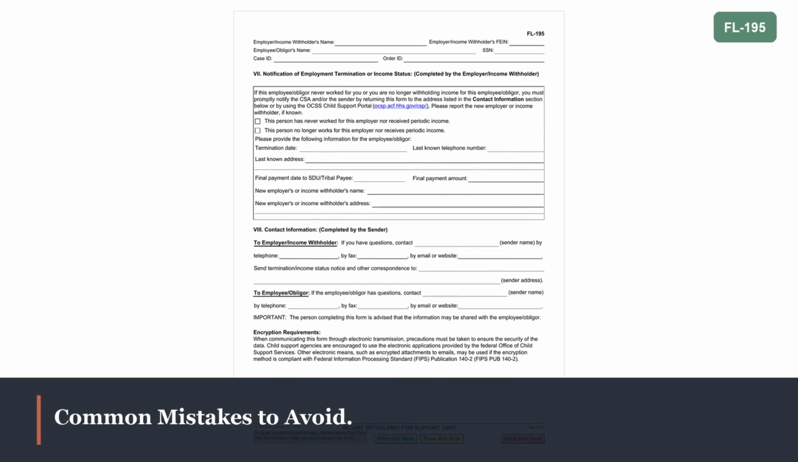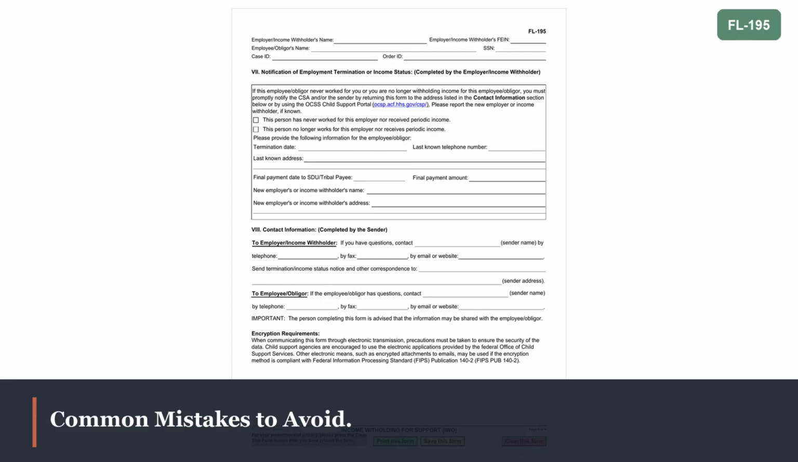Common mistakes to avoid. Support amounts on FL-195 that don't match the underlying support order, such as FL-342, exactly. Using an outdated or informal employer name and address instead of the employer's correct legal name and payroll contact. Not accounting for past due support, arrears, separately from current support. Failing to properly serve the employer or serving the wrong department within a large company. Forgetting to issue a new FL-195 after the paying parent changes jobs, or assuming the recipient parent is paid directly rather than through the state disbursement unit.